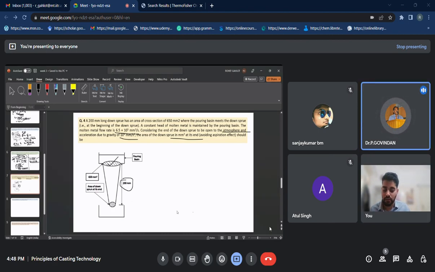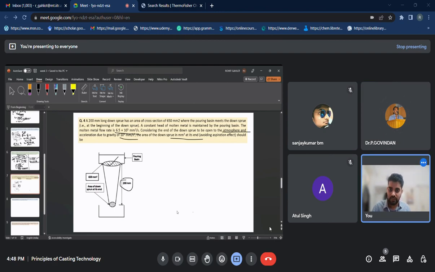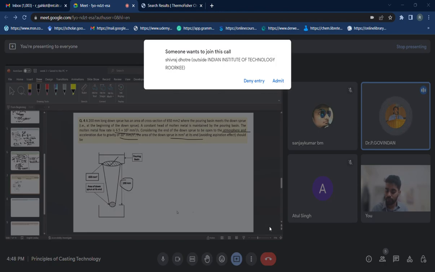Area at the bottom is 325 millimeter square. Sorry, can you please repeat? Area at the bottom of the sprue is 325 millimeter square. Okay. So can you please tell us the procedure, like how you proceeded?